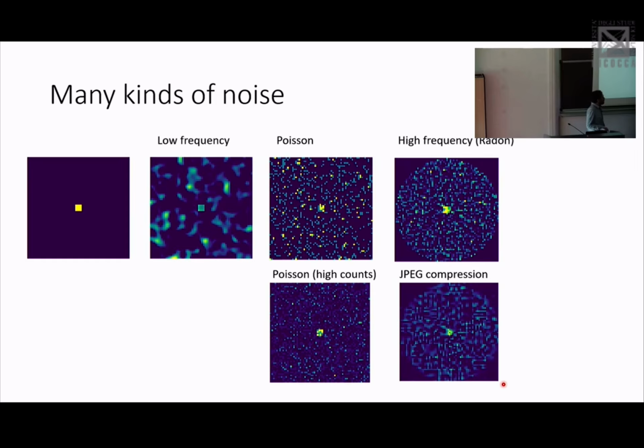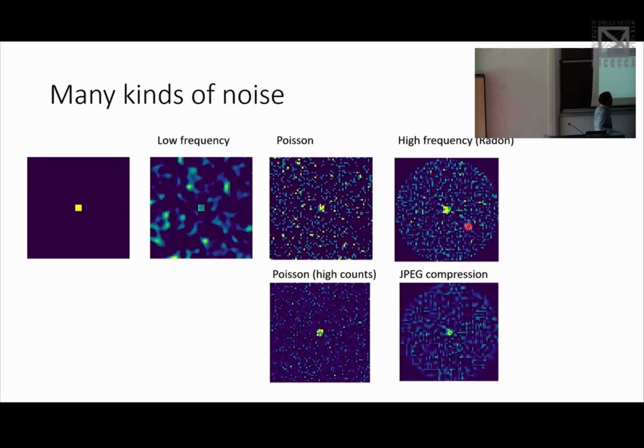Also, there are many kinds of things that we can call noise. What I was showing you is low frequency noise, that are lots of blobs. Here it's some purely random noise, which is, however, Poisson distributed. In each pixel, the probability depends on the mean intensity of the light that is there. This is typical of how many detectors work.